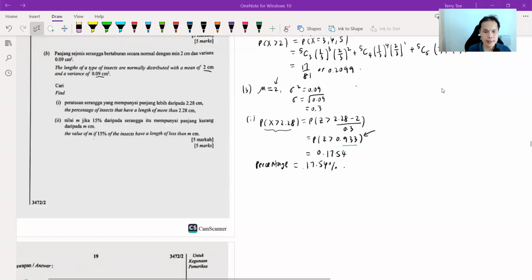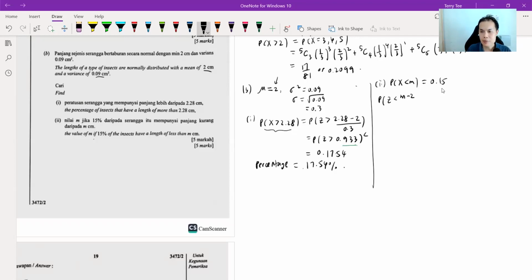Okay, moving on to the second part. Here they say find the value of m if 15% of the insects have length less than m. Maybe I do it over here, easier to see. 15% have length less than m. 15% means 0.15. So here we have to standardize it. The moment you standardize, this is m minus mean over standard deviation, equal to 0.15. We need to find out what the z value is from the probability value. So let me do a sketch. It's very important that you sketch the correct side.